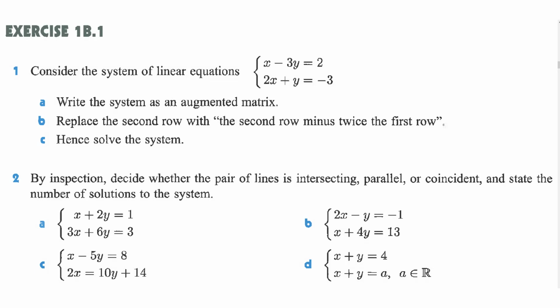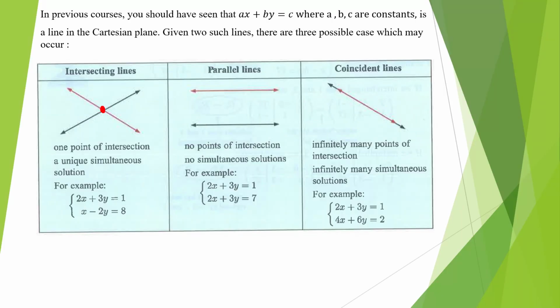Consider the system of linear equations. Write the system in augmented matrix. Replace the second row with the second row minus 12 of the first row and solve the equation. So you should do it one by one. By inspection, decide whether the pair of lines is intersecting, parallel or coincident, and state the number of solutions of this system. Like I showed you: intersection point, parallel line or coincident line.